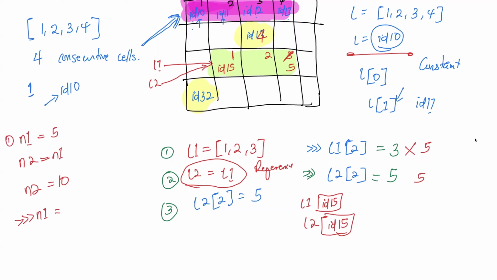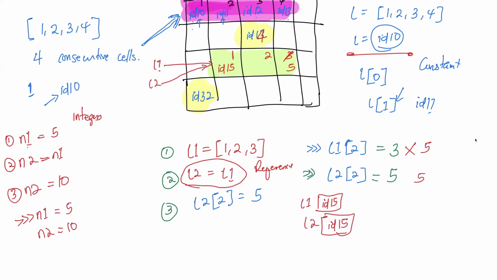This is line 1, this is line 2, this is line 3. What will be the value of N1? Put it in the chat. N1 will be 5, correct? Okay, what will be N2? N2 will be 10, correct? Exactly, right? Integers are not reference types, right?